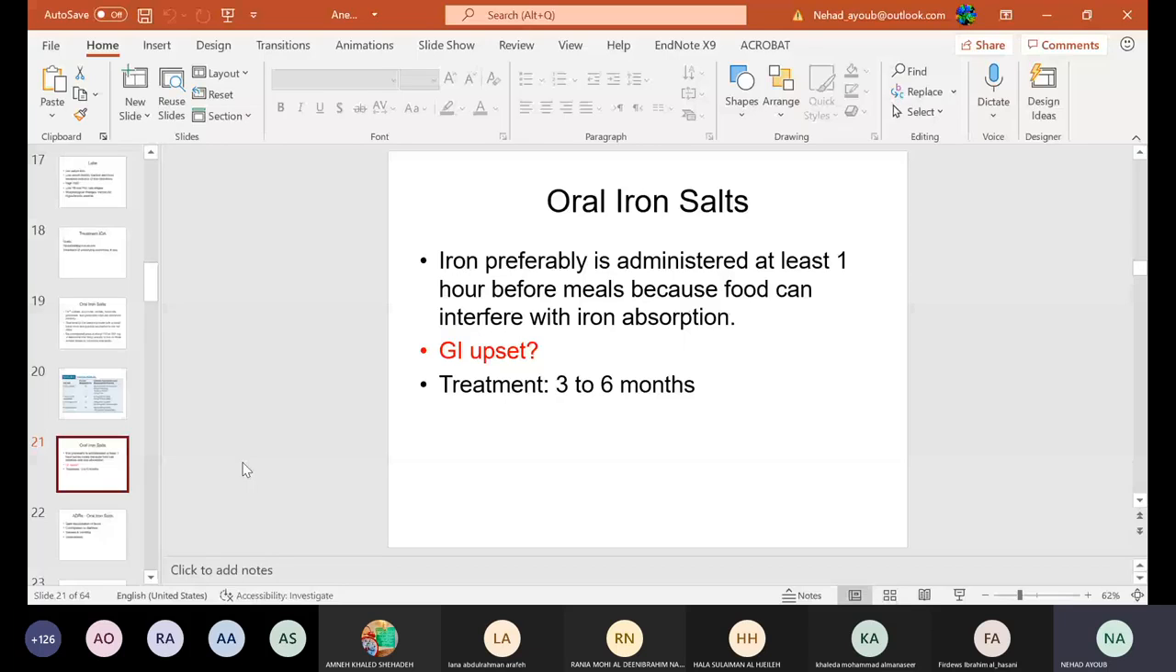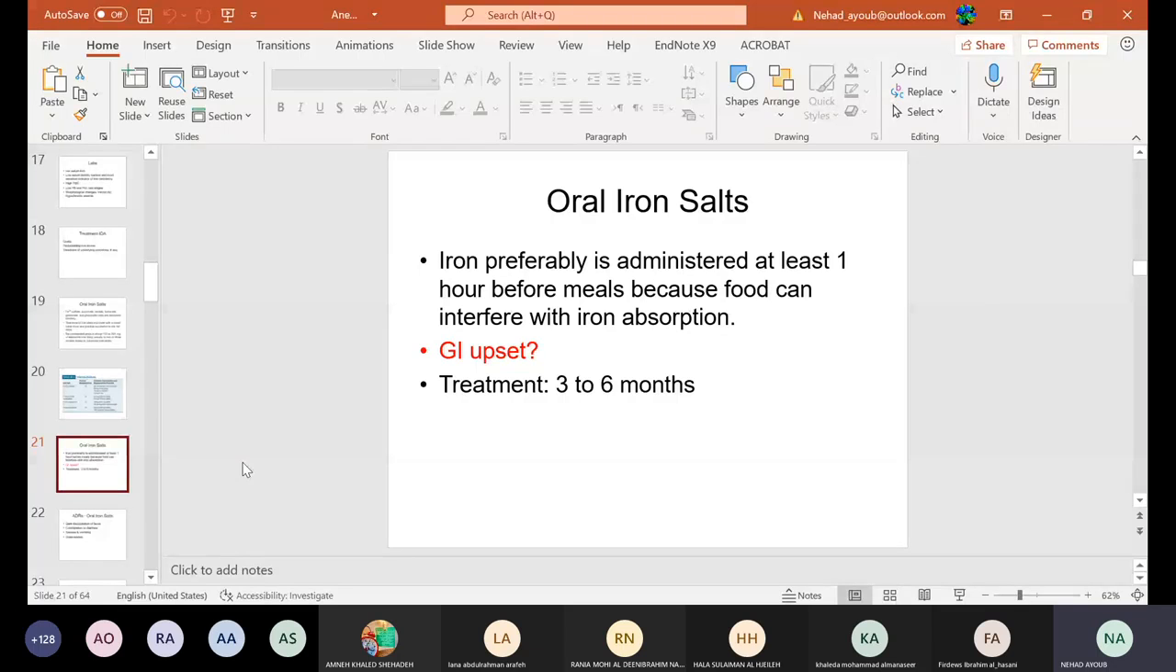Now, if we give oral iron, as I said before, we want to treat anemia and normalize CBC and hemoglobin, but the ultimate goal is to restore iron stores in the body. So the minimum duration is not less than 3 months, and sometimes we can go up to 6 months of oral iron supplement. For that reason, adherence is very important, okay?